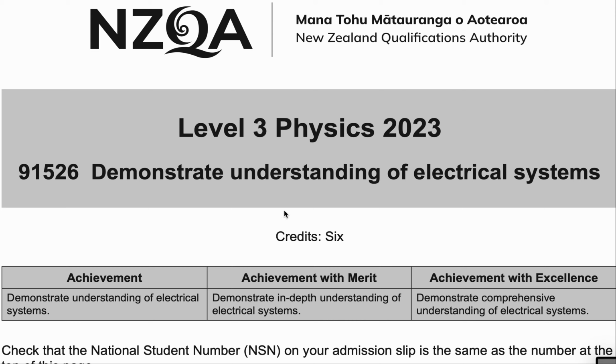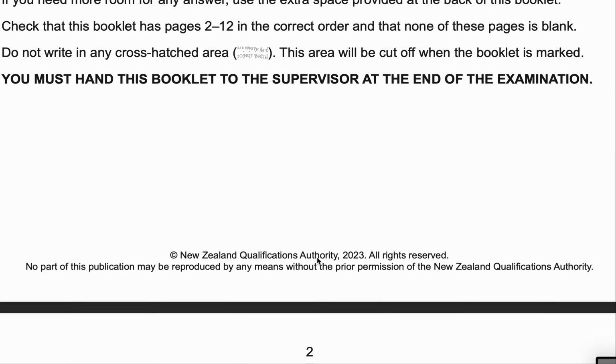Today we'll be going through the Level 3 Physics Electrical Systems paper for 2023. I actually sat this paper last year and I got an Excellence, so I'll show you guys what I did to get that grade.